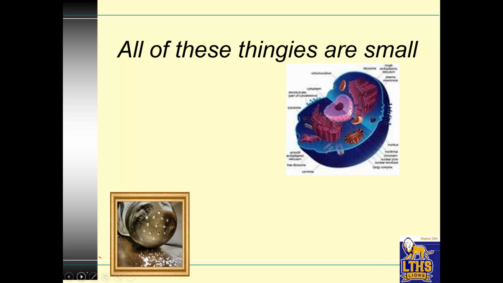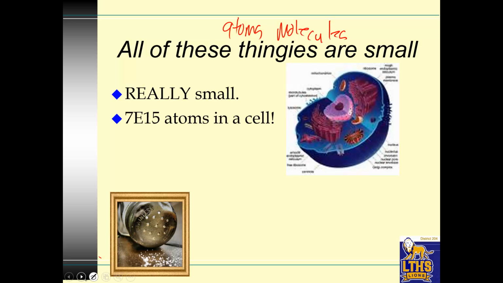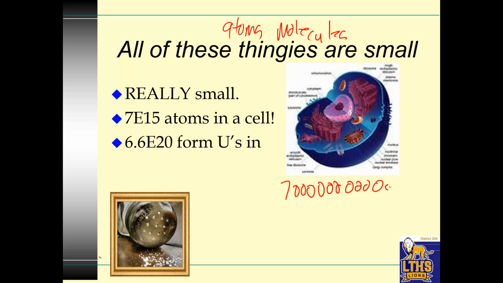Okay, so everything is small, really small. So we're talking about atoms and we're talking about molecules. They're small, really, really, really small. 7E15 atoms in a cell. So just to give you an idea, this 7E15 means I have 1, 2, 3, 4, 5, 6, 7, 8, 9, 10, 11, 12, 13, 14. Is that right? Yeah, that many or so.